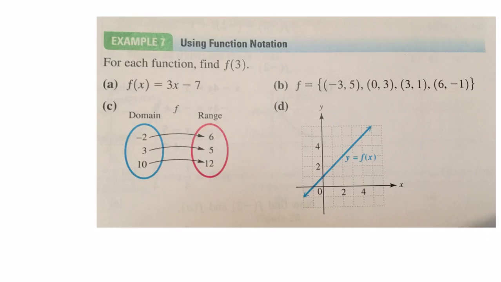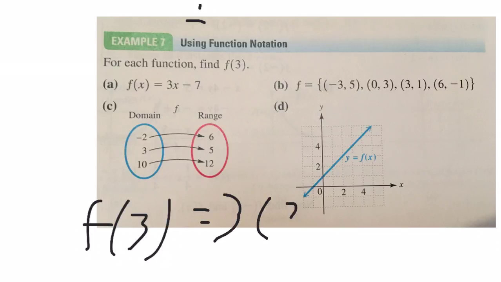Alright, for this example, which also goes over using function notation, it says find f of 3. So for part A, it tells you that f of x is equal to 3 times x minus 7. So since you have f of 3, instead of 3 times x, it'd be 3 times 3 minus 7. So 3 times 3 is 9, minus 7 means that the answer would be 2.